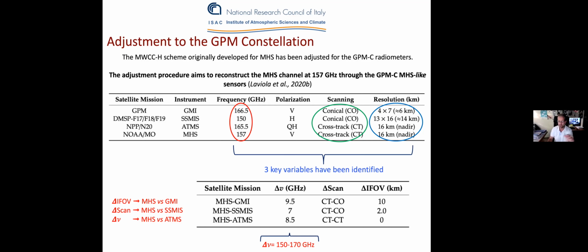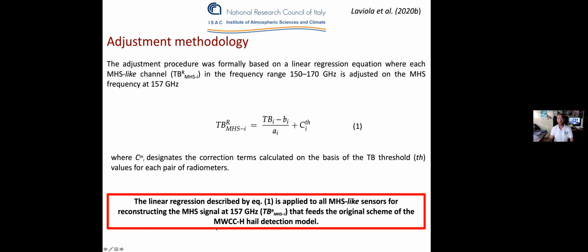sampling frequencies. At the end of this work, we extend the frequency domain to the range 150-170 gigahertz, also exploiting the attitudes of these frequencies to identify AIM. The equation has been formalized by a linear regression equation. Equation is number one here.